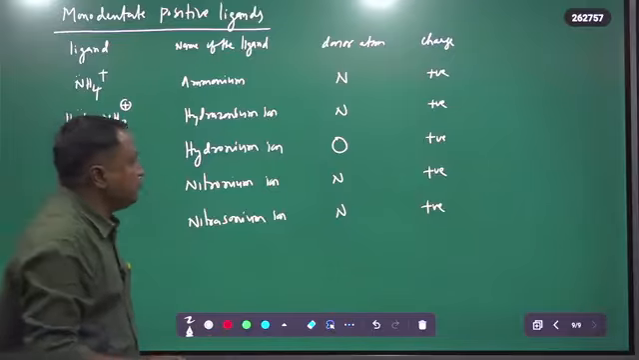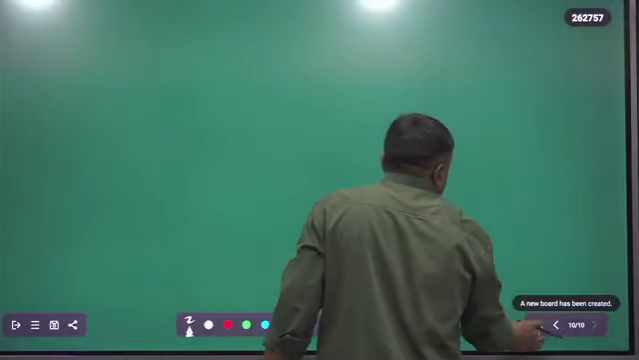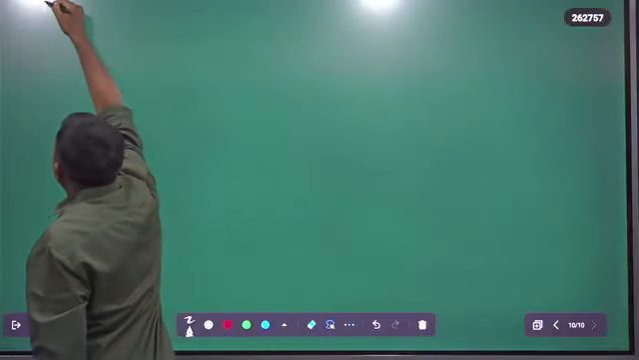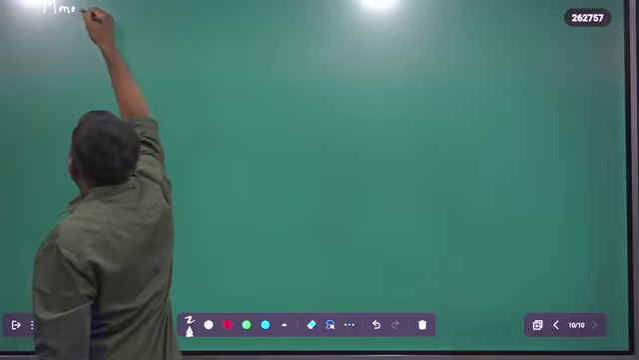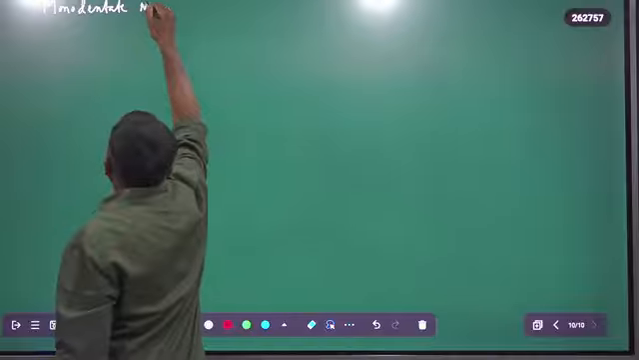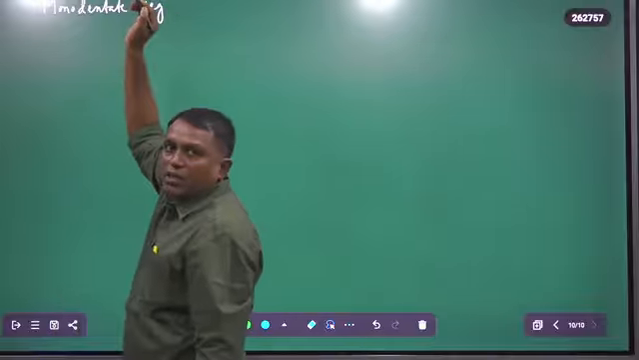Next it is monodentate negative ligands. So these are very, very important.